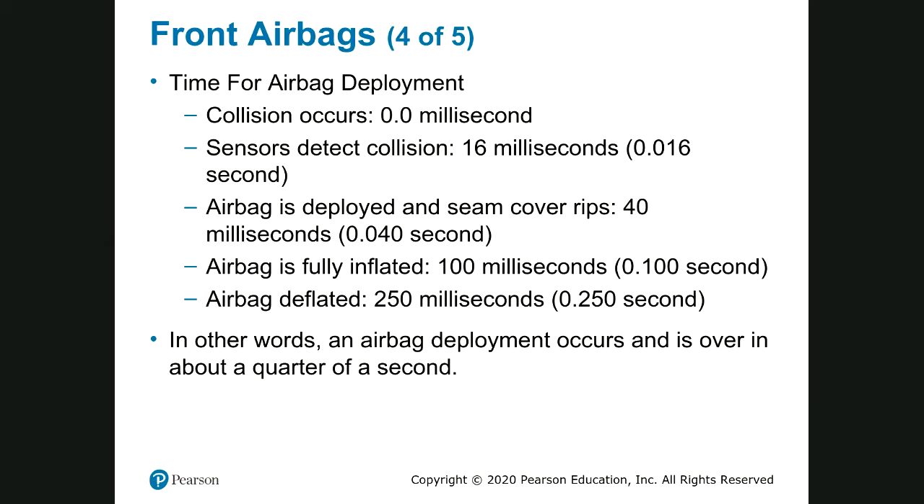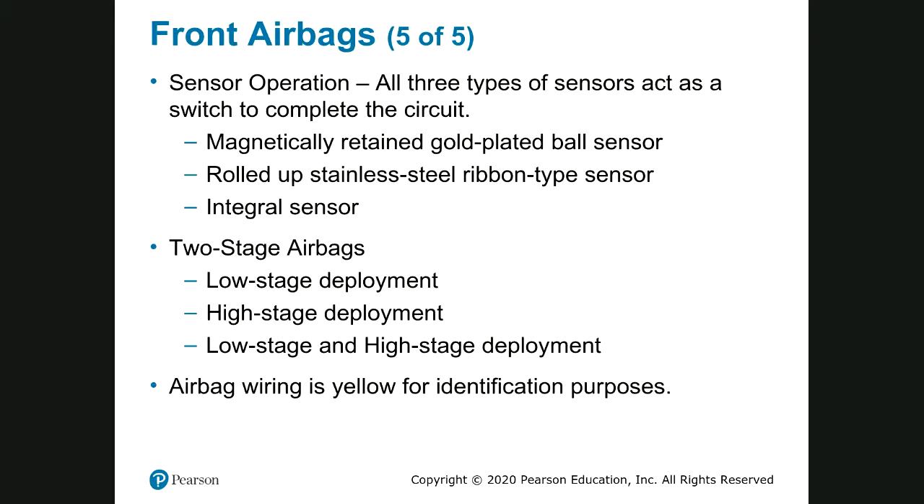Let's talk about sensor operation. All three types of sensors act as a switch to complete the circuit. The sensor just says, hey, we've had a collision, we need to complete the circuit here. You have a magnetically retained gold-plated ball sensor, a rolled-up stainless steel ribbon-type sensor, and an inner sensor.